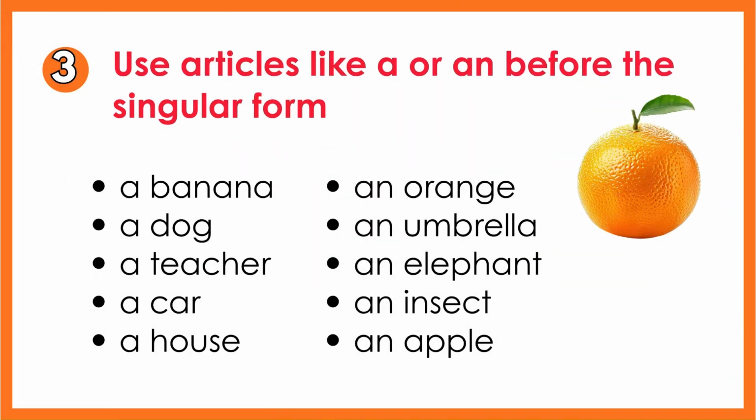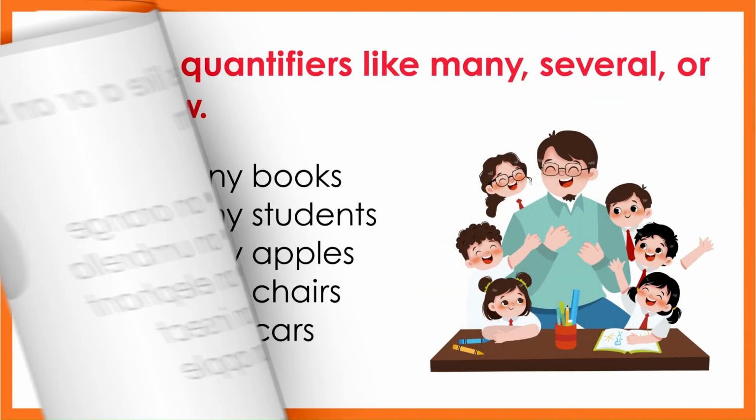3. We use a before words that begin with a consonant sound. For example, a banana, a dog, a teacher, a car, a house. We use an before words that begin with a vowel sound. For example, an orange, an umbrella, an elephant, an insect, an apple.